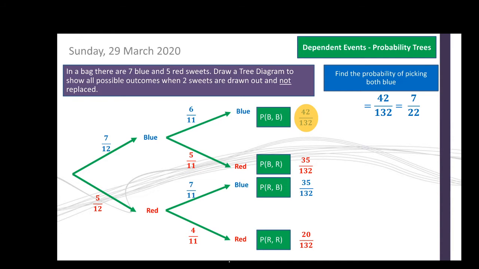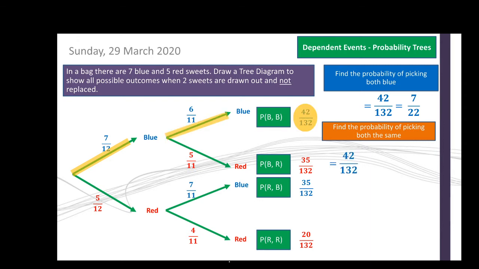Okay, so that's fairly straightforward. Find the probability of picking both the same. So that's where I get a blue and a blue, which is the 42 over 132, and the red and the red, which is 20 over 132.